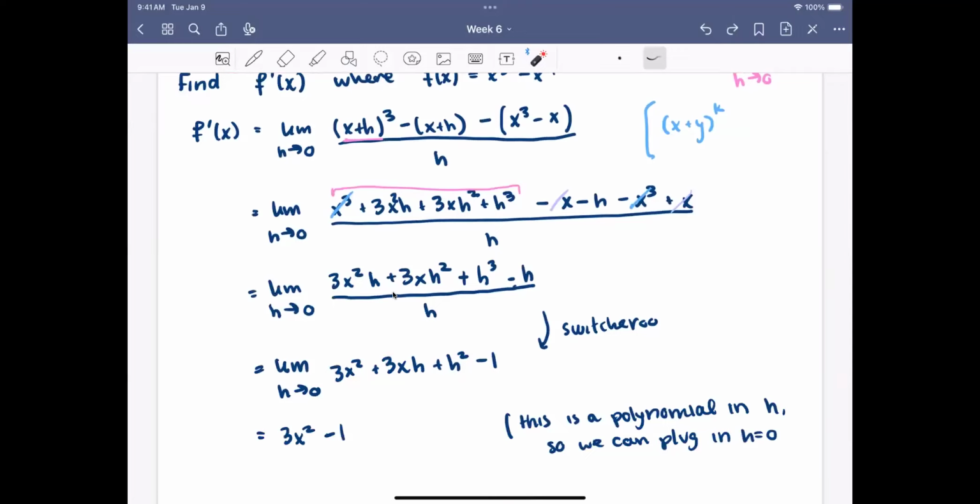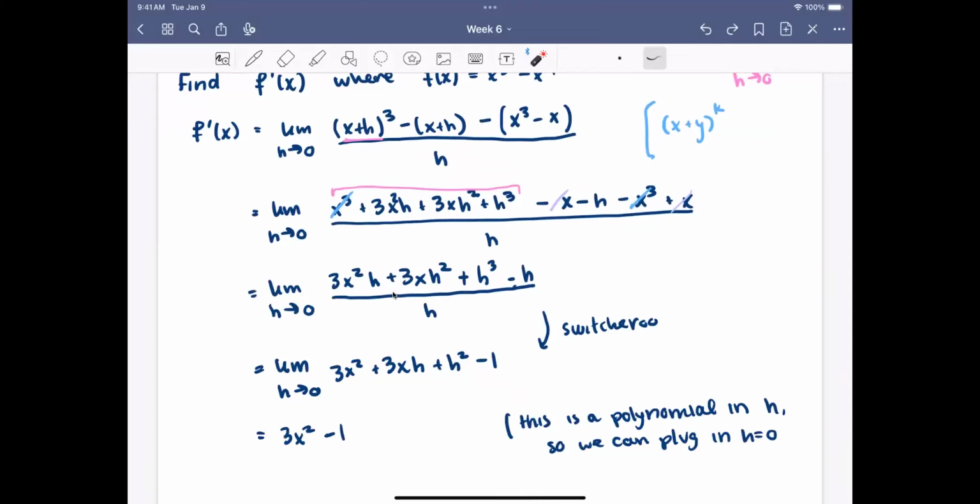Just confirming that when you're plugging in h equals 0, the polynomial is continuous? Yes, polynomials are continuous functions, and if you're taking the limit of a continuous function, you can just plug in the value.